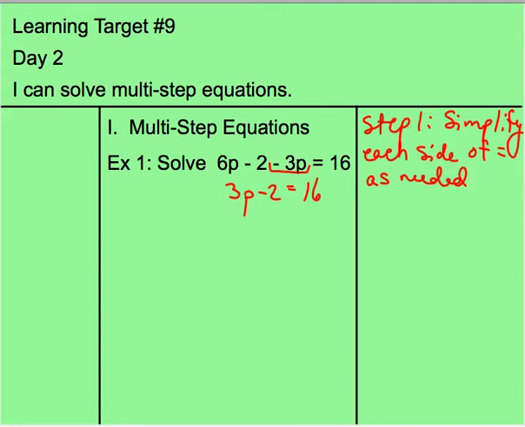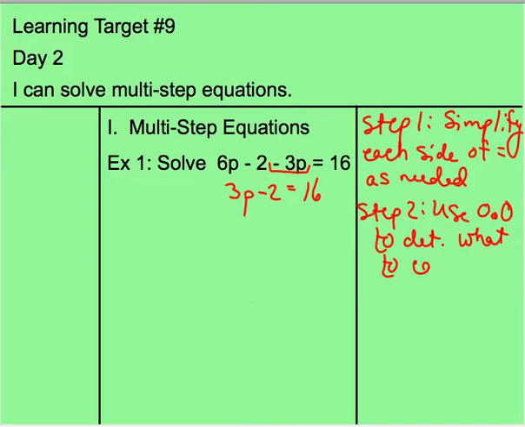And then I'm going to follow my solving equations rule that I looked at last time. So I'm going to use order of operations to determine what to cancel. And then right after I do that, I'll use my golden rule to cancel it. All right, so if I knew the value of p, I would multiply it by 3 and then subtract 2. So using order of operations backwards, I'm going to cancel my subtraction.